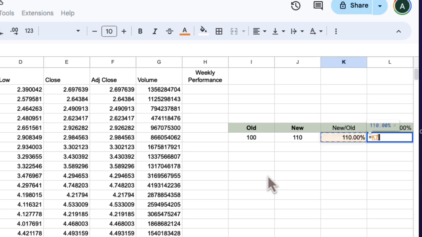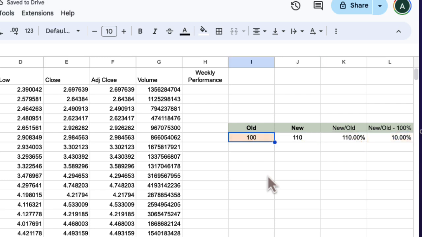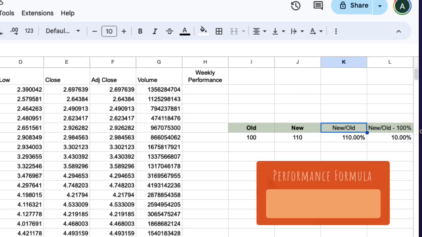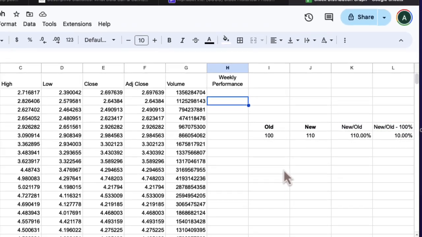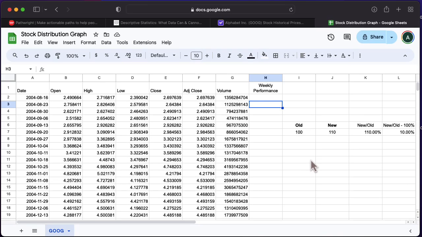So I'm going to take new divided by old minus 1, and it's going to say, hey, last week it was 100, this week it's 110, and that means that it went up by 10%. So the performance formula is going to be new divided by old minus 1 or minus 100%. And we're just going to do that down the entire column, this weekly performance column that I just created.